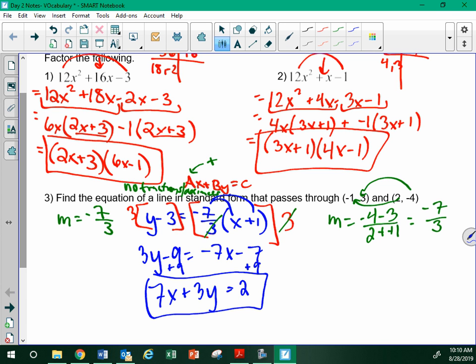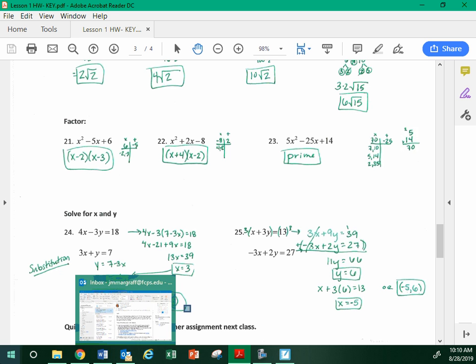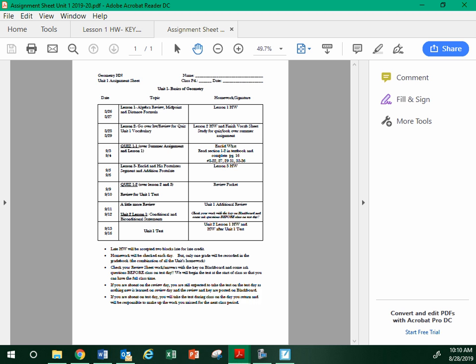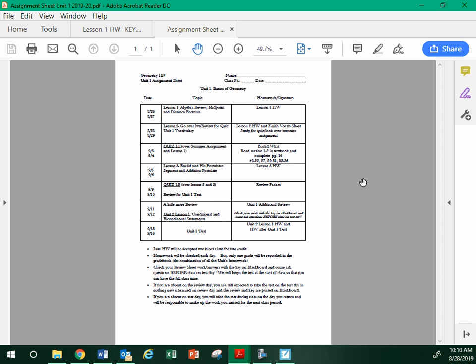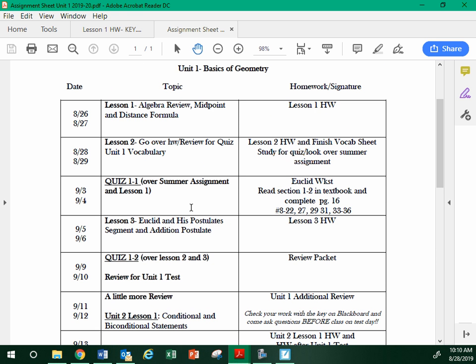Okay. So let's go take a look at our assignment sheet. Taking a look at what we're doing today. Today we are doing some actual geometry vocabulary, a lot of the basics for geometry. So a lot of vocabulary today, we're going to be learning lots of words. There are going to be words that you already are familiar with, but we're mathematically defining them. And then your homework tonight, you'll see we have lesson 2 homework and finish any vocabulary that you talk about.